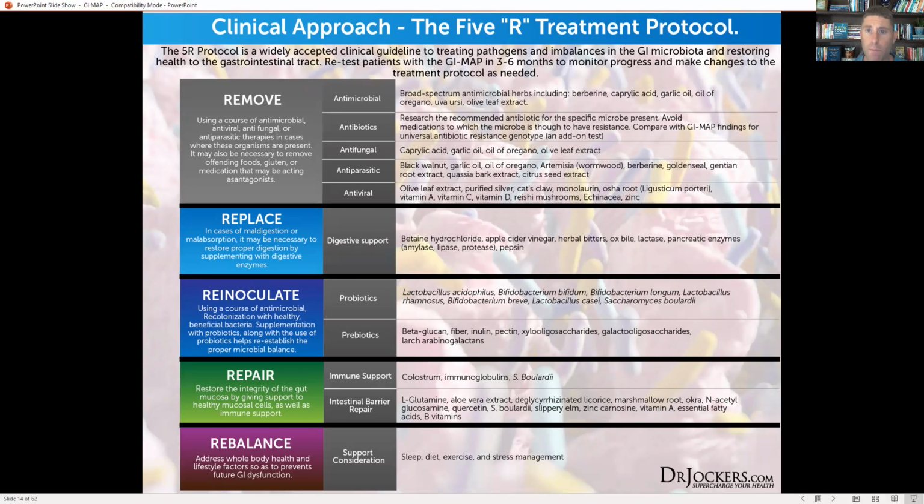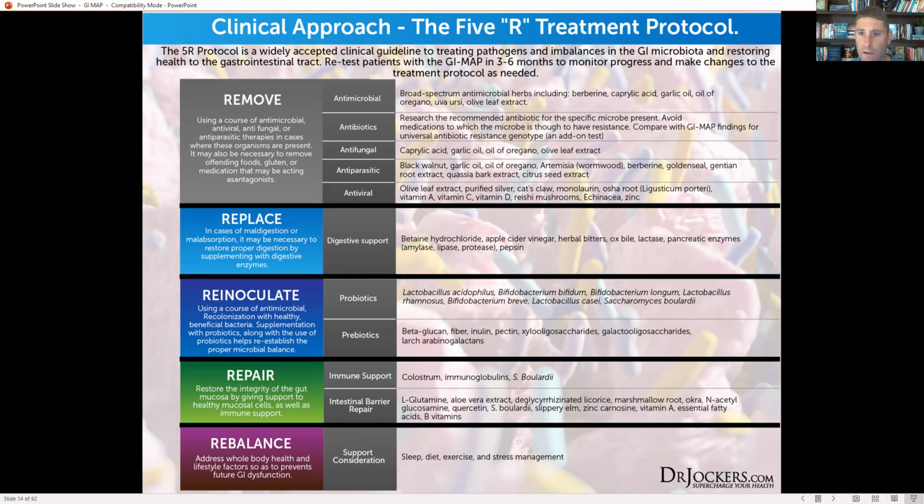And so in the natural treatment model, we're using different antimicrobials like berberine, caprylic acid, garlic, oil of oregano, which can be really powerful, antibacterial, antiparasitic, uva ursi, olive leaf extract, all can be powerful. There's other things like neem, clove that can be really effective here, wormwood, sweet wormwood or artemisinin.